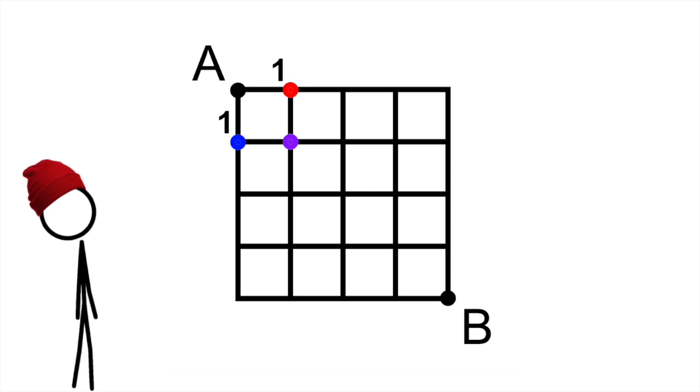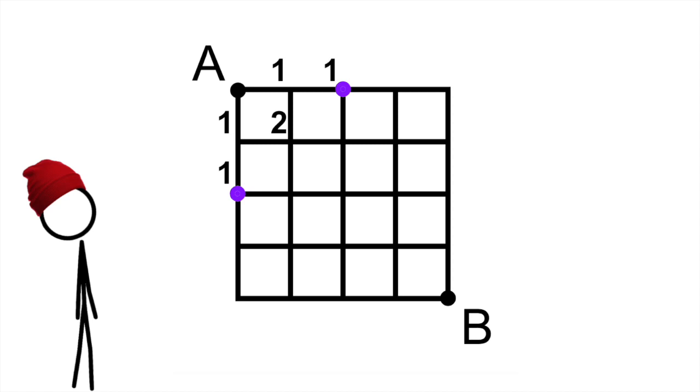Both of them have only 1 way. 1 way each. So 1 plus 1, that's 2 ways. So there's 2 ways to get from A to this purple point. And so this time, I write 2 next to the point. Righto, and we carry on with the same idea.